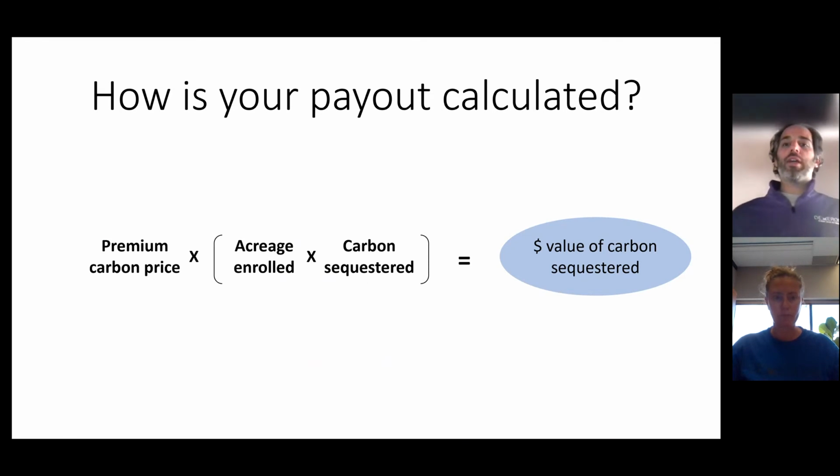And so the next question we usually get is, how is that payment calculated? How much am I as a farmer going to get paid? Well, it's a simple calculation. We take the carbon price of what Devron is willing to pay for a carbon ton. We multiply that by the amount of acres that you have enrolled in the program and by the amount of carbon that you have sequestered in order to get to the final value of carbon sequestered.